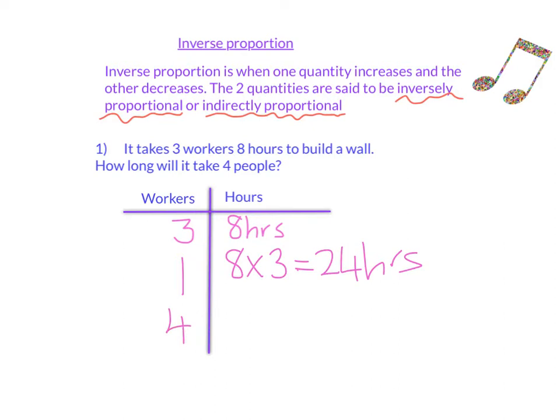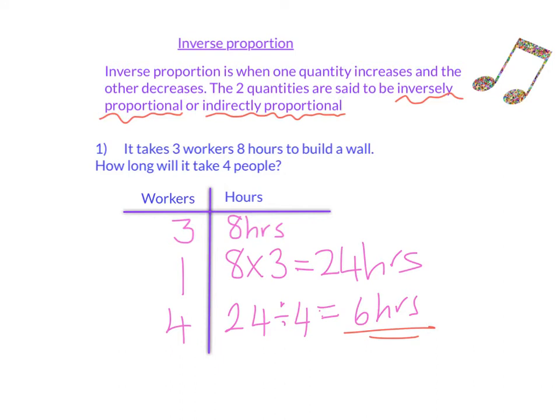If I've got 4 people, what do you think I need to do to work out how long it will take for 4 people? Yep, I'm going to divide by 4. Which means if there were 4 people, it would take 6 hours.